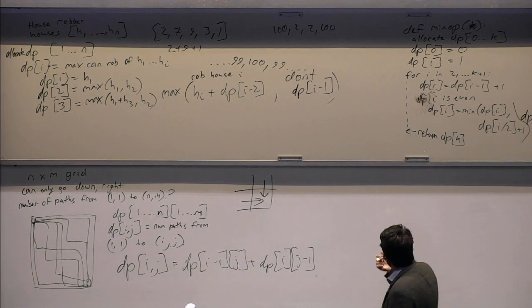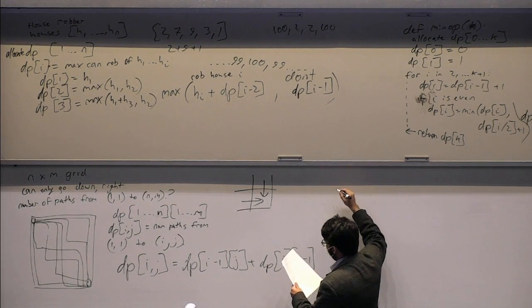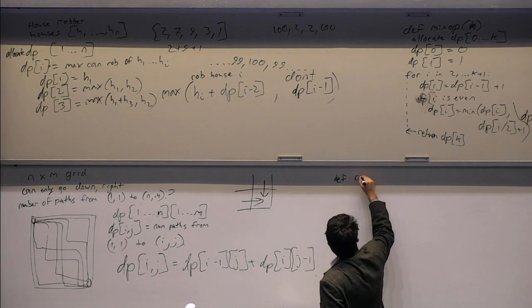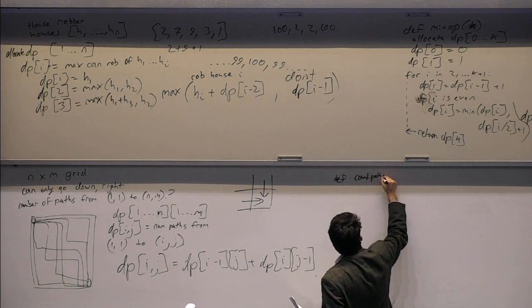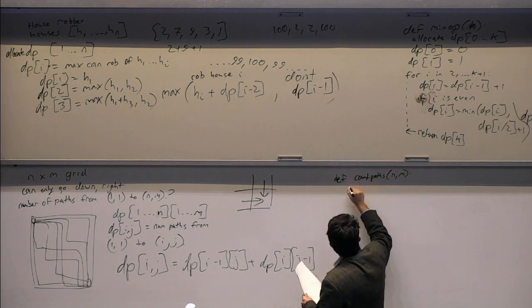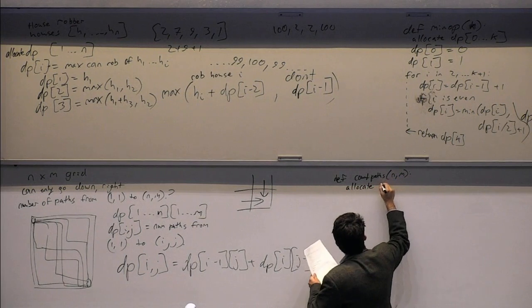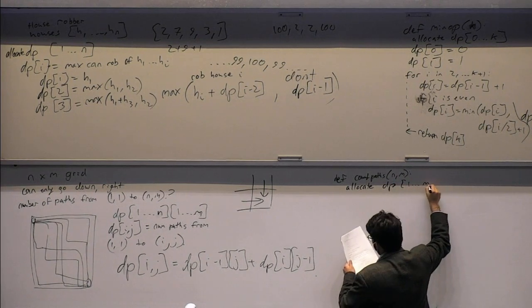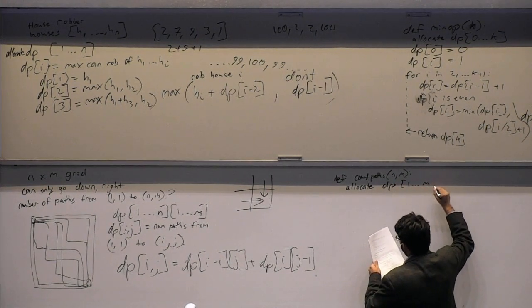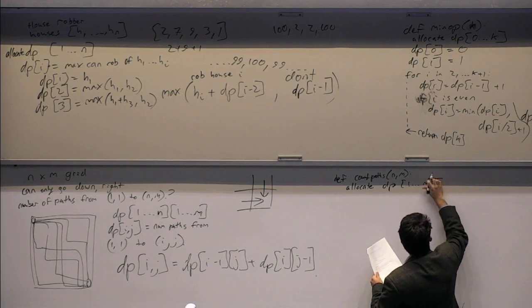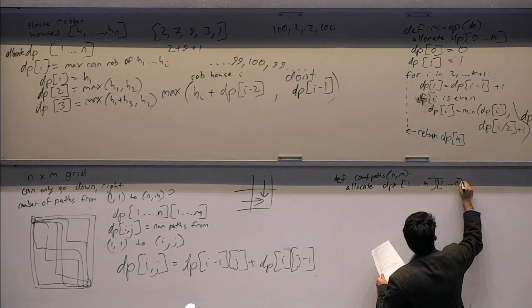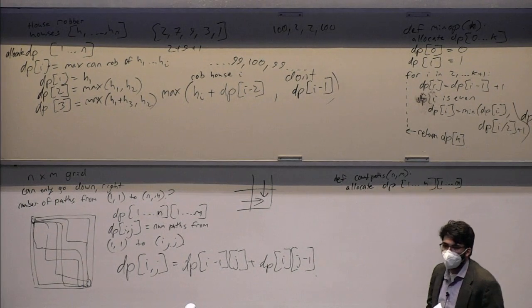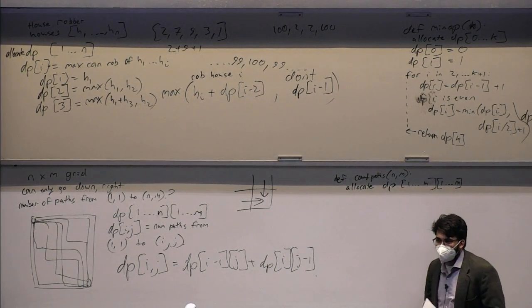Let's implement this. DP, we'll say def count paths. In a 2D problem, the base cases are always not easy. But what are the base cases here?